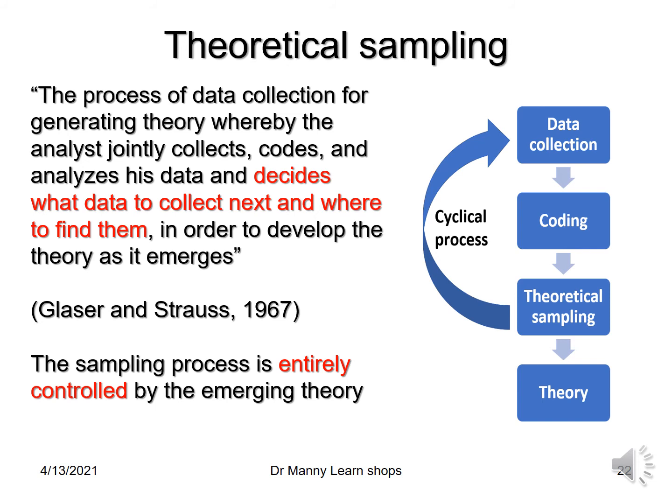And it's this sampling process that's entirely controlled by the emerging theory, which basically means if the researcher thinks they're not getting enough information or data or new information, they can go to other sources to collect that data, which in other research methodologies such as quantitative is seen as bias.